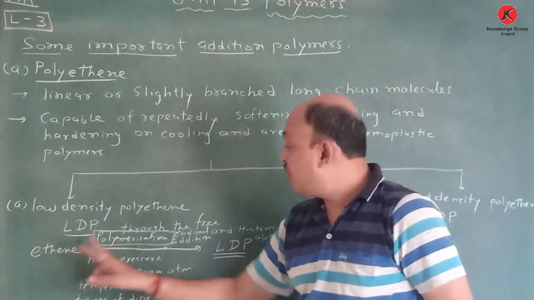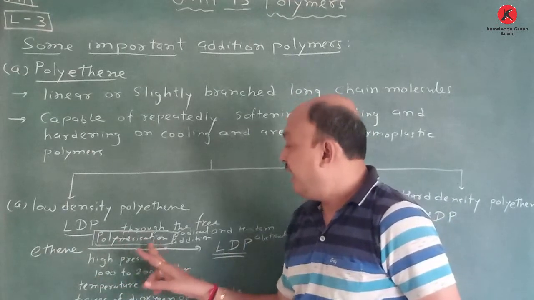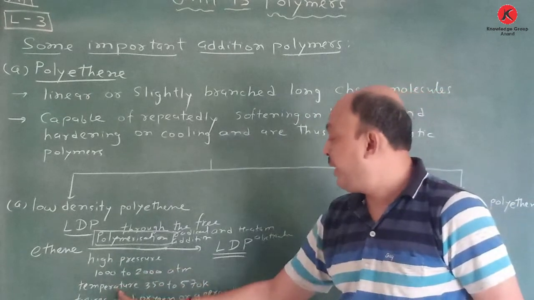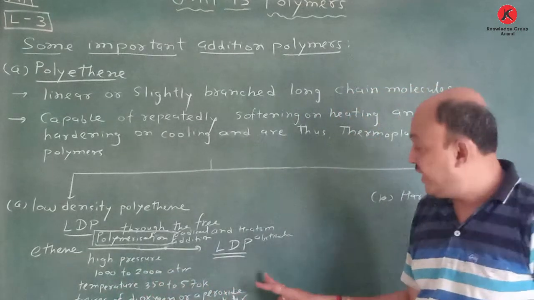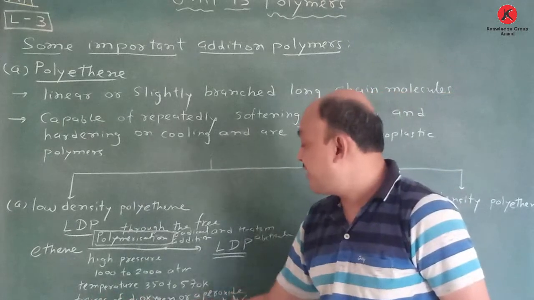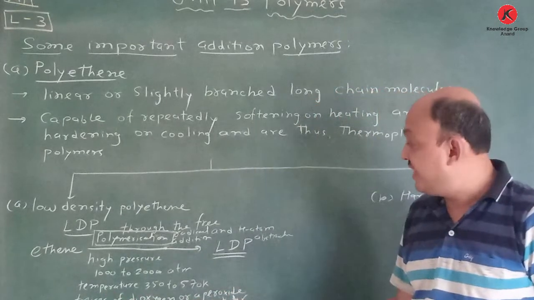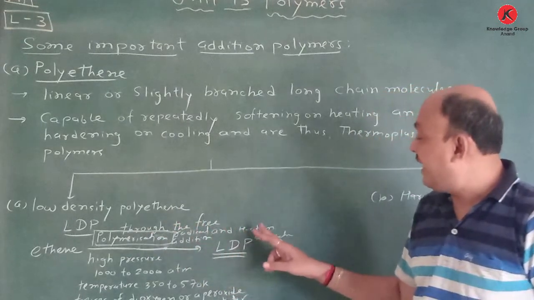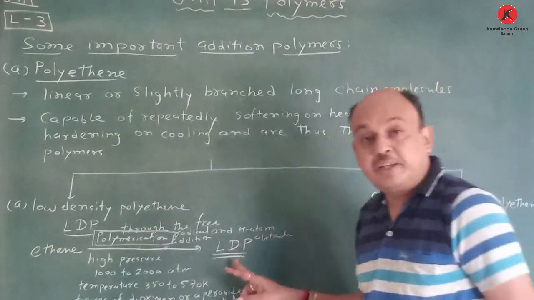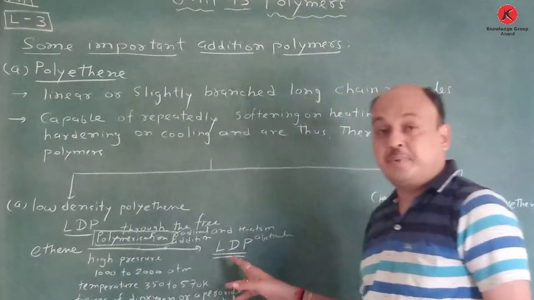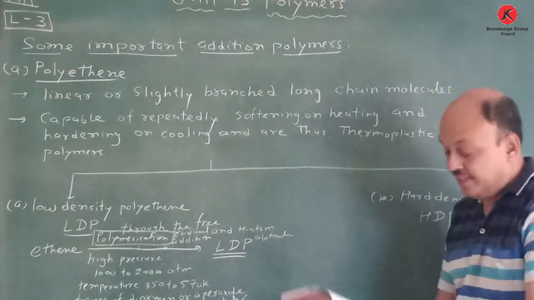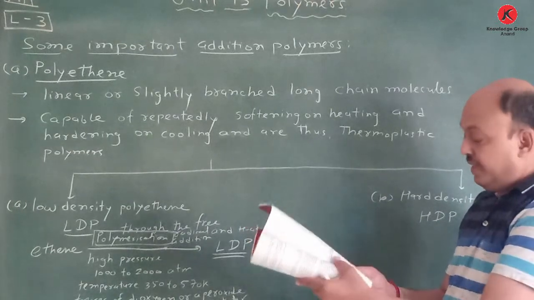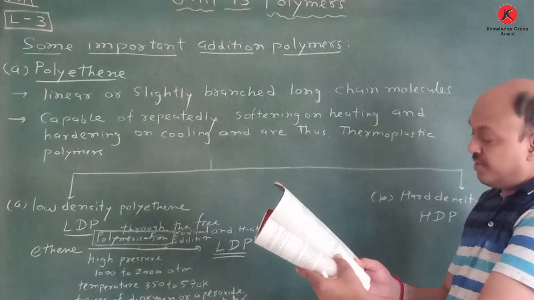Ethene, when it undergoes polymerization reaction at high pressure 1000 to 2000 atmosphere and temperature 350 to 570 Kelvin, in presence of traces of dioxygen or a peroxide as initiator, through the free radical and H atom abstraction, they manufacture low density polythene. Okay, so this way low density polythene is obtained. And here one figure is drawn.